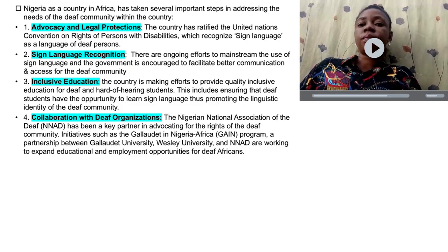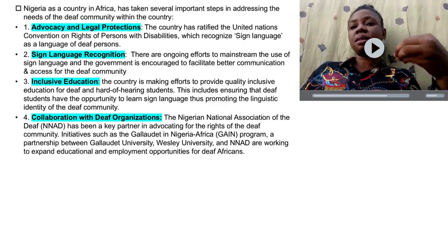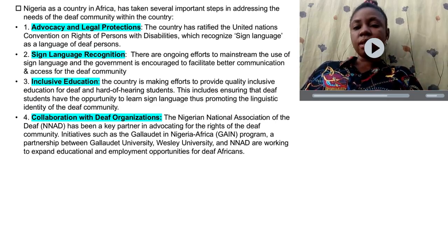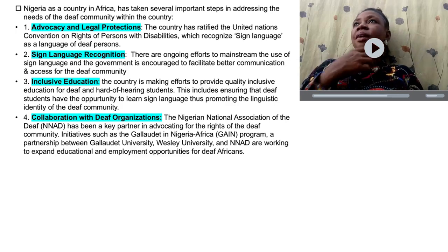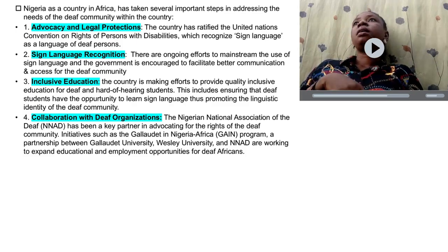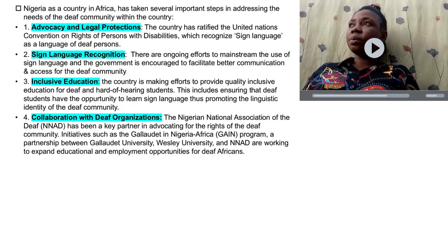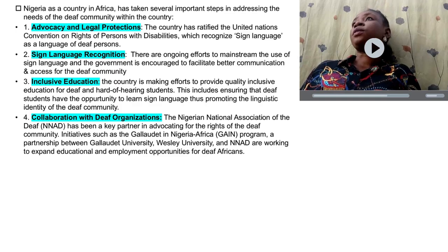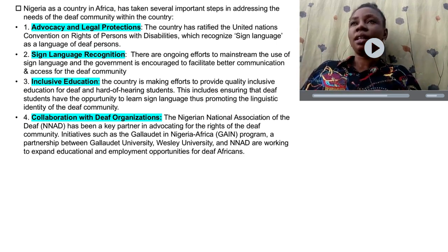And also sign language recognition. Currently in Nigeria, there have been efforts to make sure that sign language is mainstreamed, recognized, and used as a language in Nigeria. I remember the just concluded JAMB equal opportunity and equal access to higher education conference in Nigeria. Part of the recommendations made in that 2 days conference was for sign language to be adopted in Nigeria as the second official language used in the country.